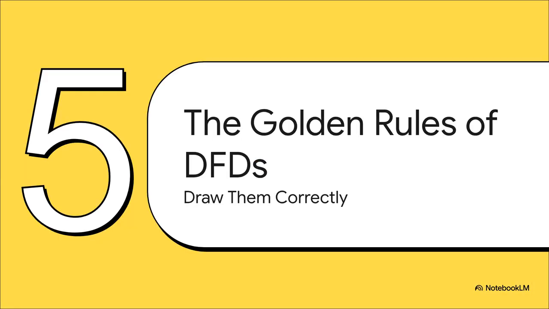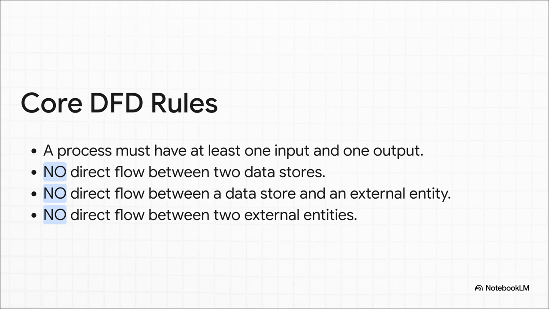Okay, so you have the symbols, you've got the levels, you've got the types. You're almost ready to go. But before you start drawing, to make sure your diagrams actually make sense, there are a few golden rules you absolutely have to keep in mind. These are really just the fundamentals. So a process can't be a black hole. Data has to come in and something has to go out.